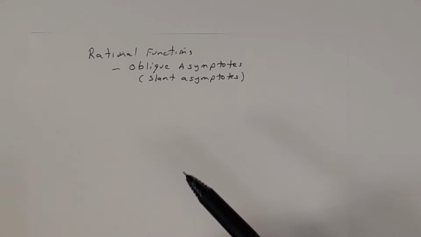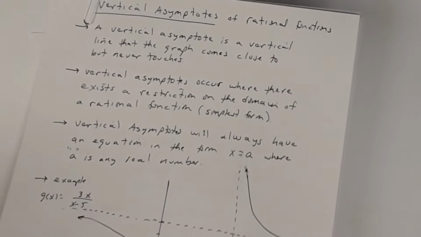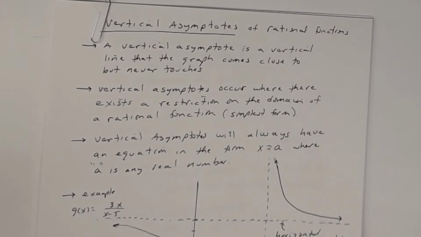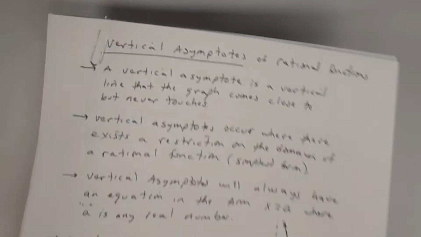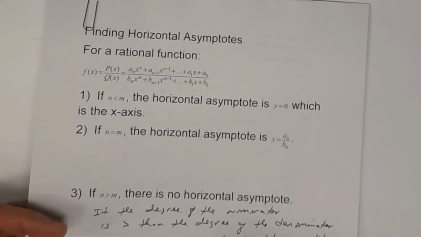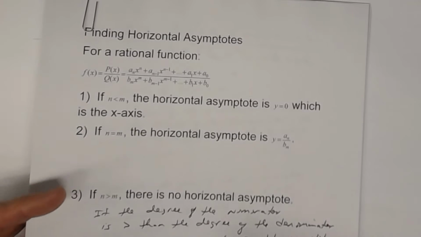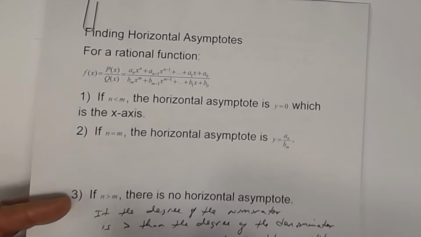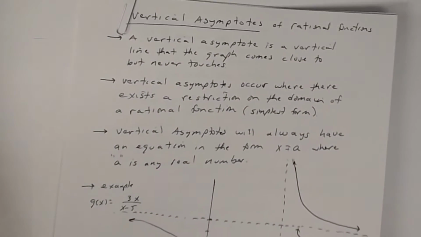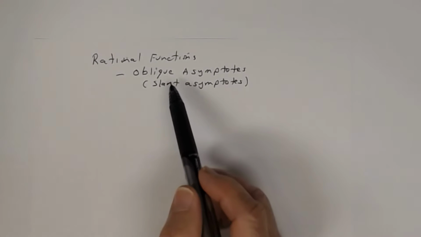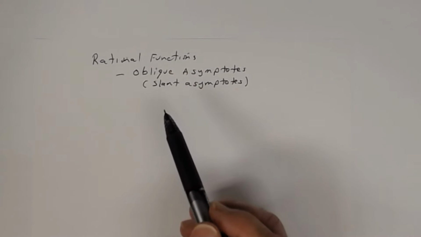But before we discuss how to find oblique asymptotes, if they exist, let's remind ourselves about previous lessons that are needed before we continue with this lesson. In one of the previous lessons, we learned how to find vertical asymptotes of rational functions. And we also learned how to find horizontal asymptotes. Okay? So make sure you understand those two lessons, finding horizontal asymptotes and finding vertical asymptotes, before you continue the lesson on finding oblique asymptotes.